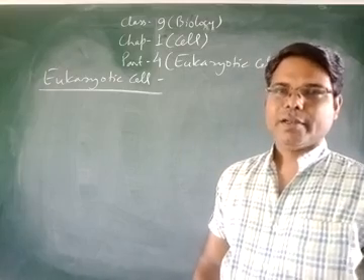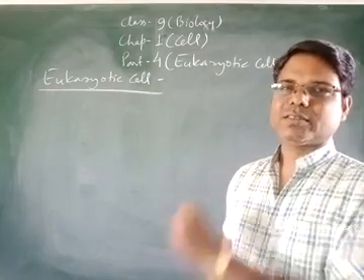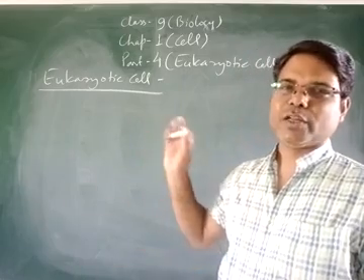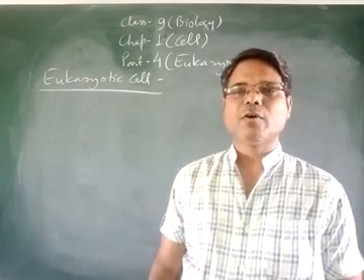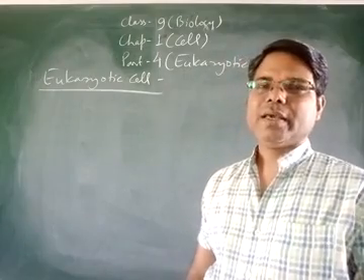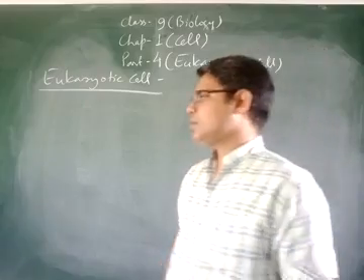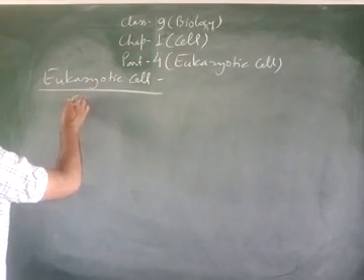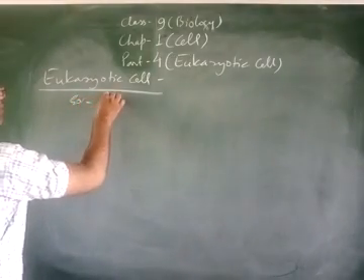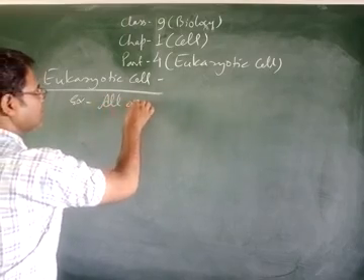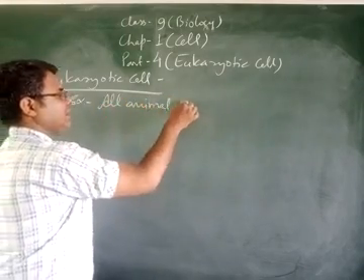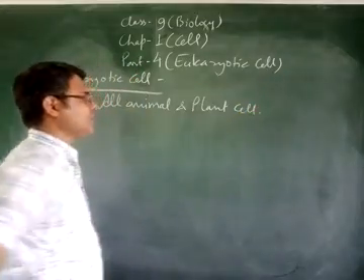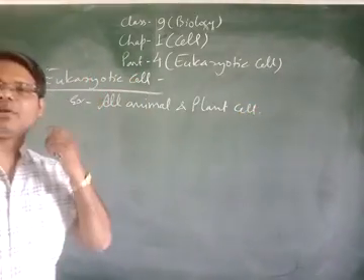That means the nucleus is clearly seen in this type of cell. That means the nucleus is well developed in the eukaryotic cell due to the presence of a well developed nuclear membrane inside the cell. Students, the examples of eukaryotic cells are the animal and plant cell. All animal and plant cells are examples of eukaryotic cells.